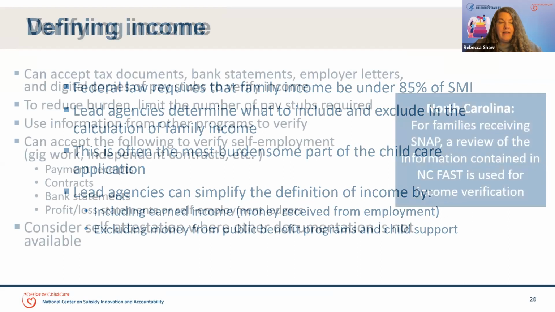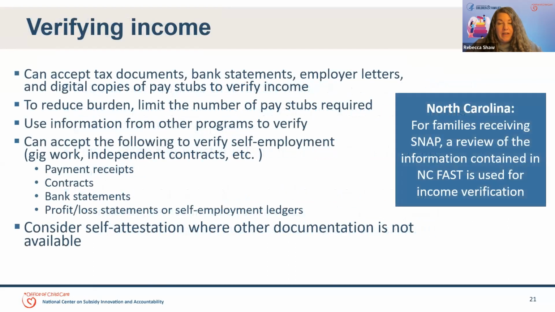The next slide talks about verifying income. So lead agencies can decide how to verify family income and which documents must be provided. Using income information from other state programs that families are enrolled in reduces burden and avoids families having to document income information more than once. The example in the call-out box on the side shows how North Carolina uses SNAP data for childcare income verification, which greatly reduces burden for families who are enrolled in more than one program.